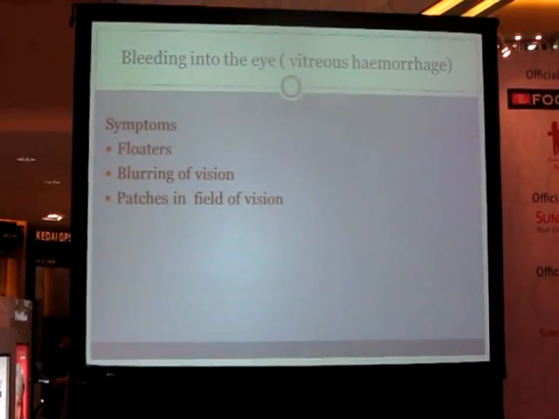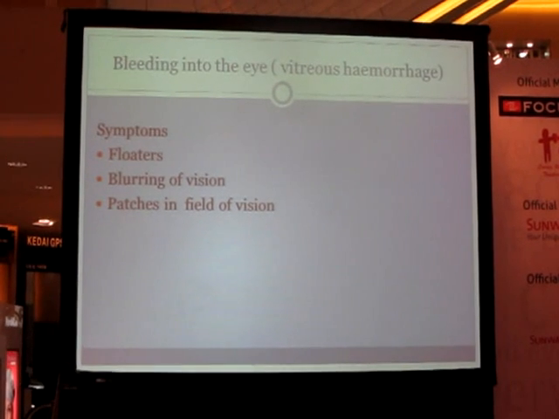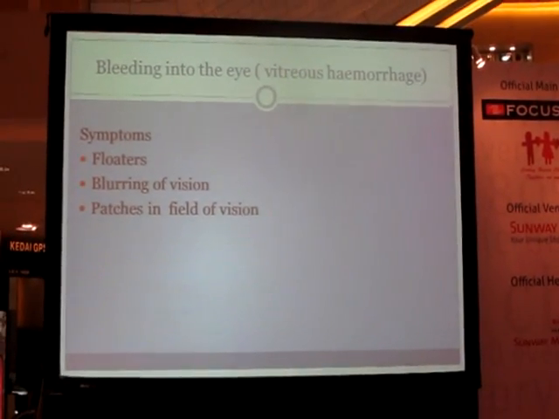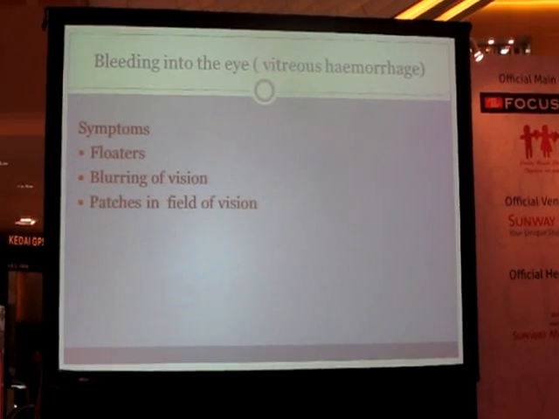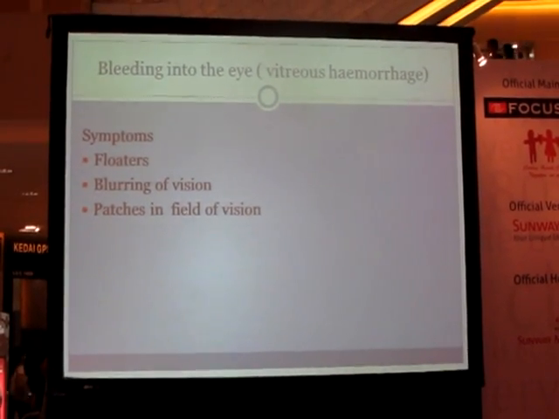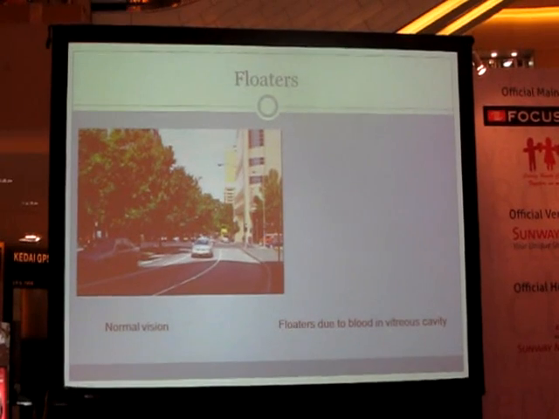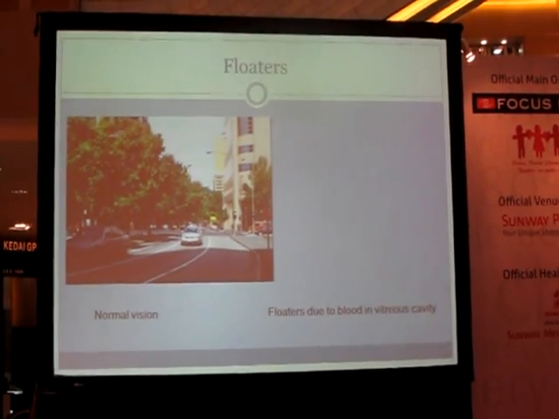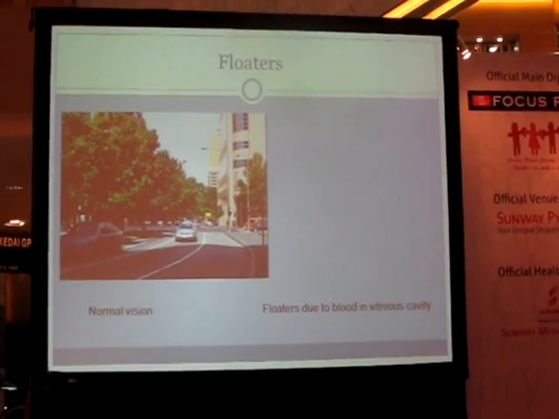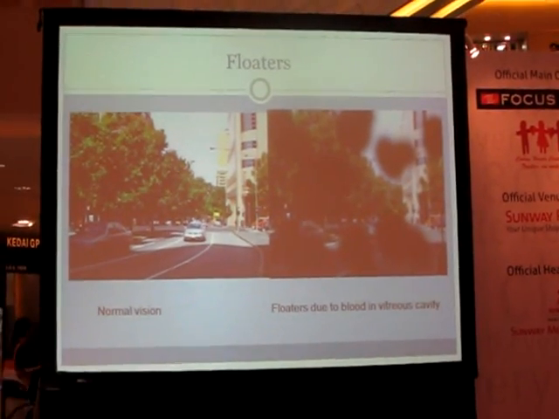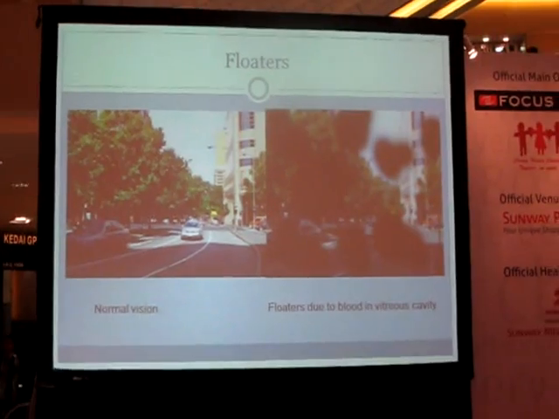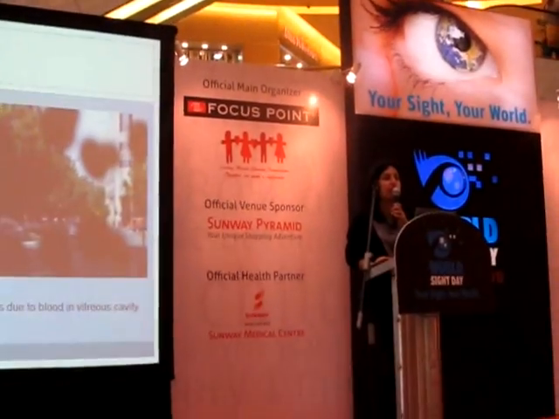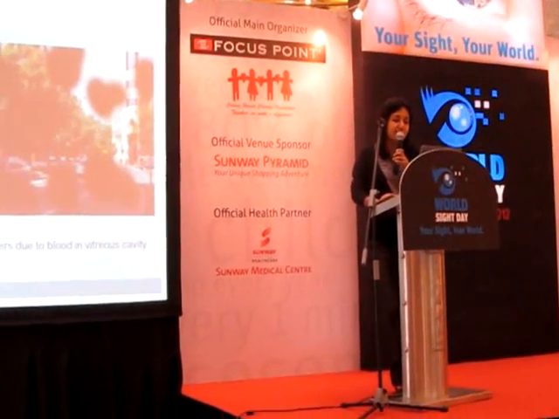The second cause of problems in vision is bleeding into the eye, what we call hemorrhage. The symptom can be a floater, where they see a lot of things floating, blurring or patches in the field of vision. This is a normal scene, a very nice picture. Now if you have bleeding into the back of the eye, this is what it will look like. There will be a lot of patches, and those patches will actually disturb your vision. It can look like a shower of raindrops in front of your eye, and that is very dangerous.